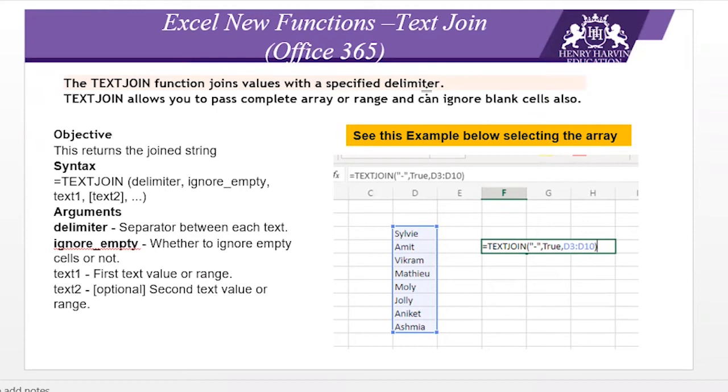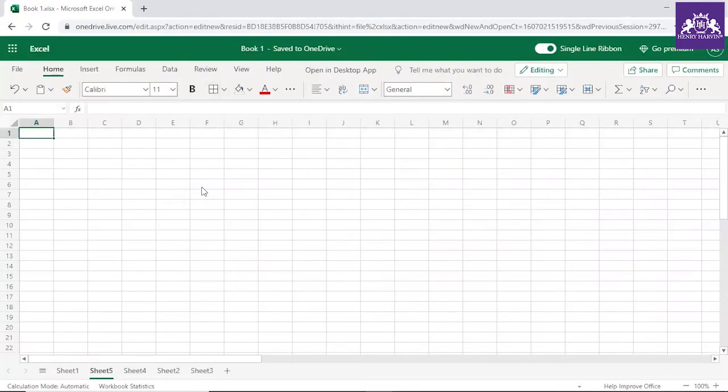The delimiter is given in that formula. So this function allows you to pass a complete array, ignoring blank cells. TEXTJOIN. Let me jump to the exercise for you guys. You can see this is one of the exercises I'm just showing you.